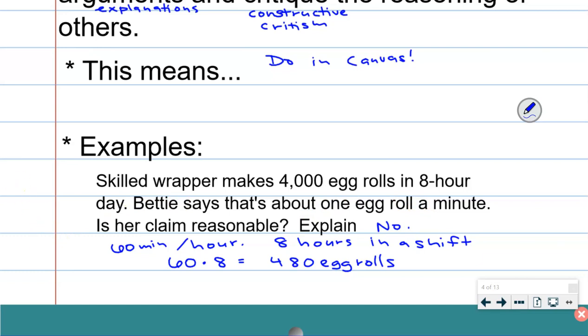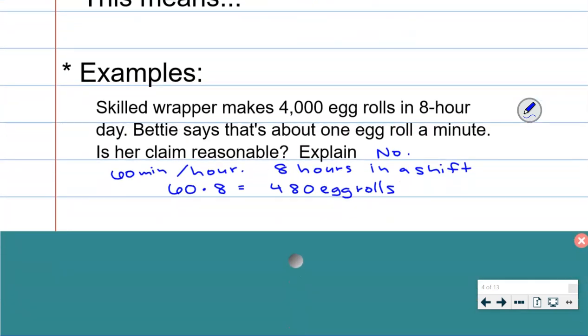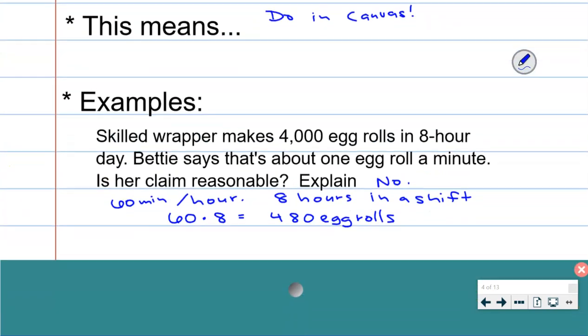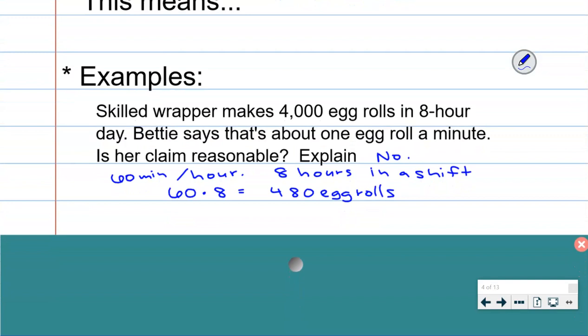Who also says no, but did it in a little bit different way? Yeah, go ahead, Daxton. So I did 80 times 6 first, and then I added 0 to 4,000. Oh, okay. So you just were simplifying the calculation a little bit, so you didn't need to use your calculator? Okay, who else did it a different way?